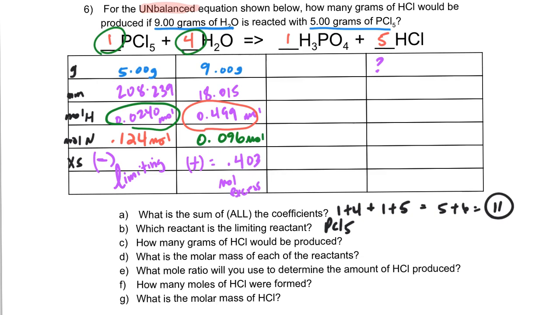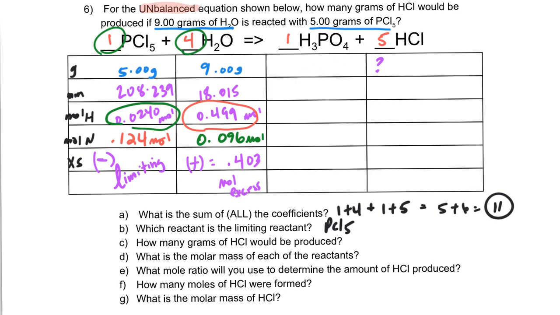All right, so the easiest way to figure this out is to go back to whatever the limiting reactant was, and we found out that that was PCl5. What you need to do is use the number for the moles, which is 0.0240, and use that to get the number of moles of HCl, since that's the compound that you're actually after. Notice the ratio. The ratio here is 5 moles of HCl for every 1 mole of PCl5. So clearly here what we need to do is multiply by 5.